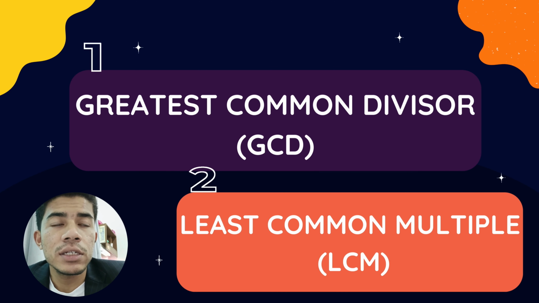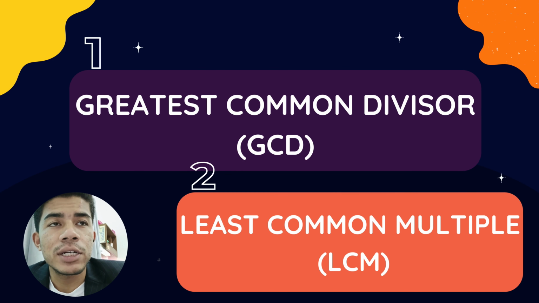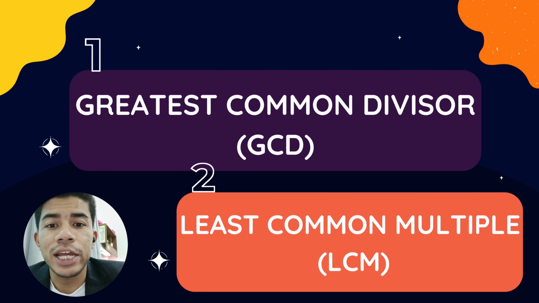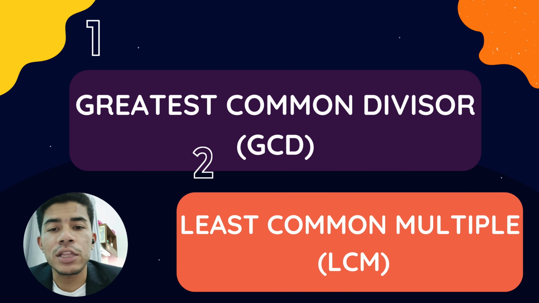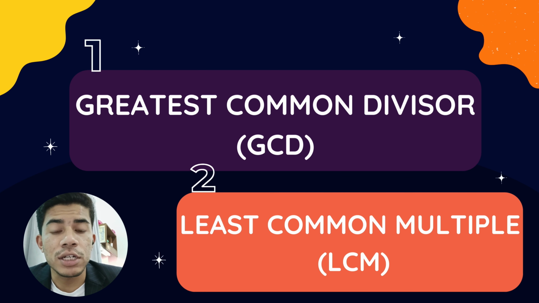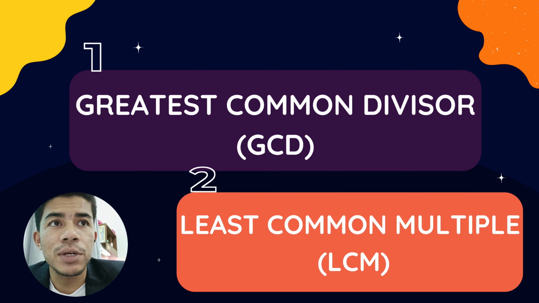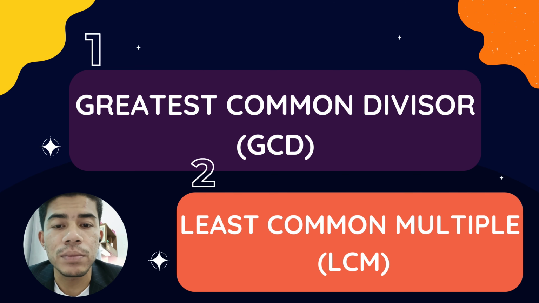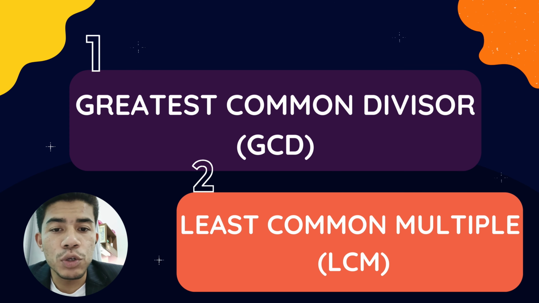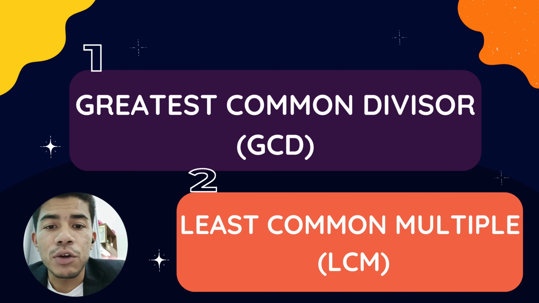In division in integers, we have two types: greatest common divisor (GCD) and least common multiple (LCM). For GCD, there are two alternatives to find the solution: the Euclidean algorithm and prime numbers. For least common multiple, there is only one solution for this problem, which is prime numbers. So we will go for the greatest common divisor with the Euclidean algorithm.